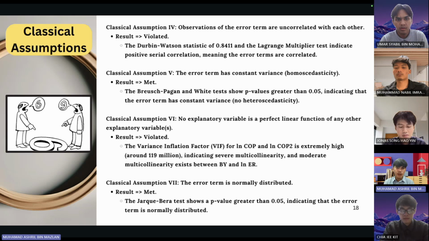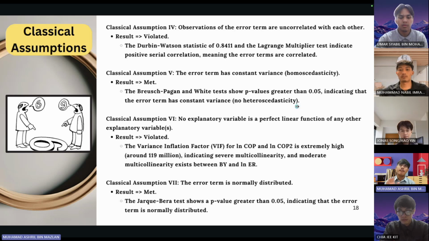And then last but not least, for classical assumption number 7, the error term is normally distributed. The result is met based on the Jarque-Bera test just now, the normality test. Based on the Jarque-Bera test, it shows that the error term is normally distributed.